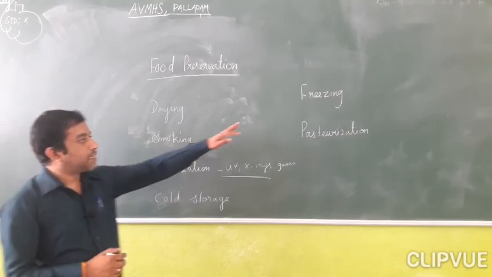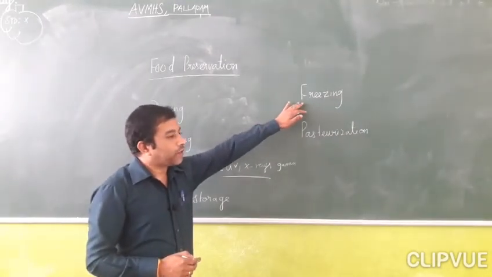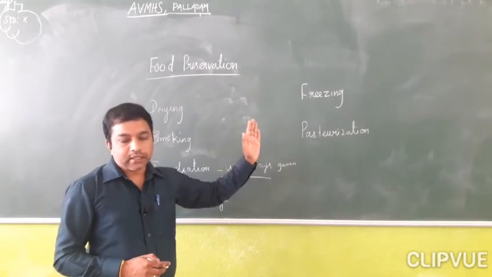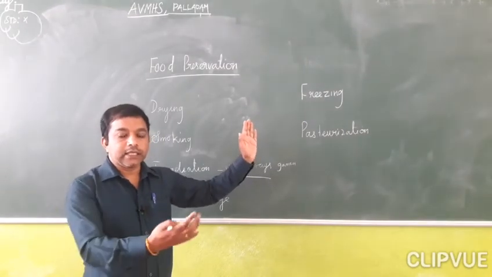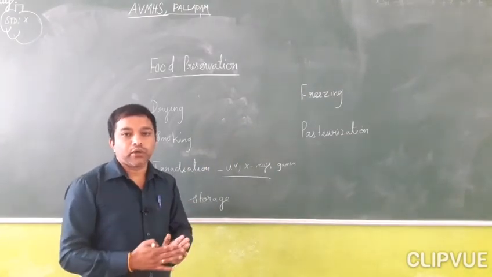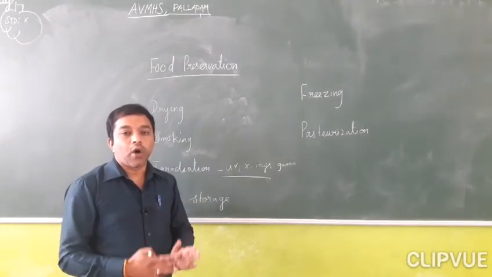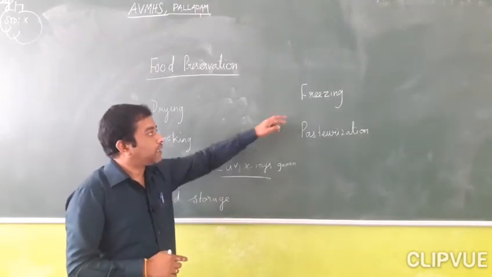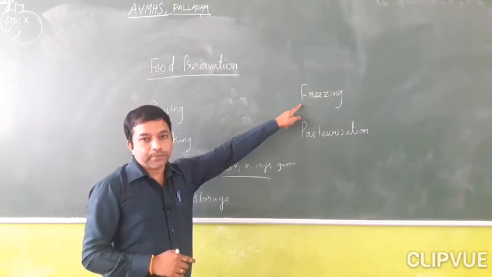Next is freezing. Freezing is the method of keeping the food below 0 degrees Celsius, so that it is in a freezing state. In the freezing state, what happens? No microorganism will develop or grow. So this is the method of preventing spoilage and keeping the food for a long time.